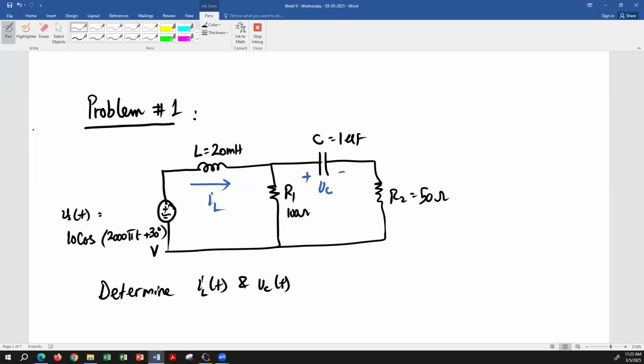Once you have IL j omega and VC j omega, then you're going to go back to the time domain and write it down in terms of the time domain equations. Your frequency is not going to change. The only thing that will change is the magnitude of each quantity and the phase of each quantity.